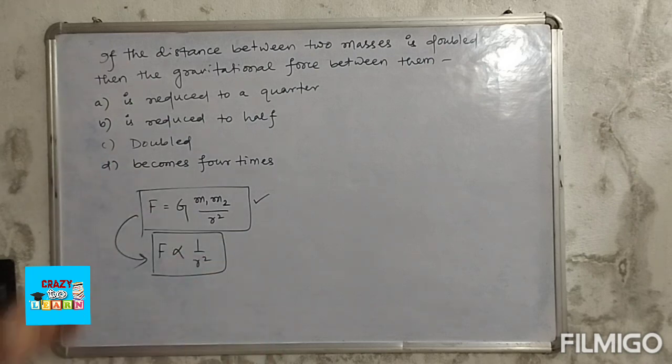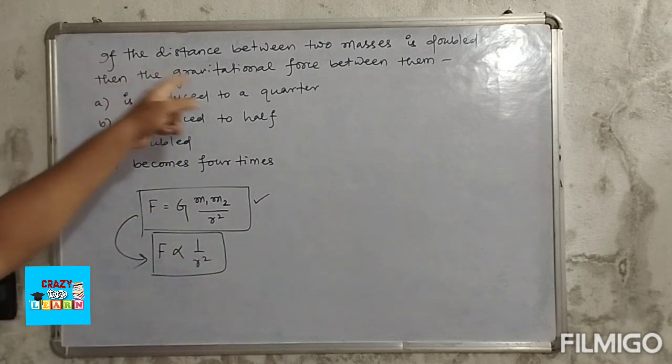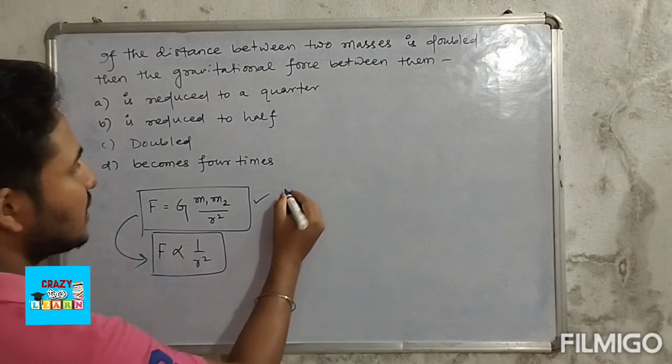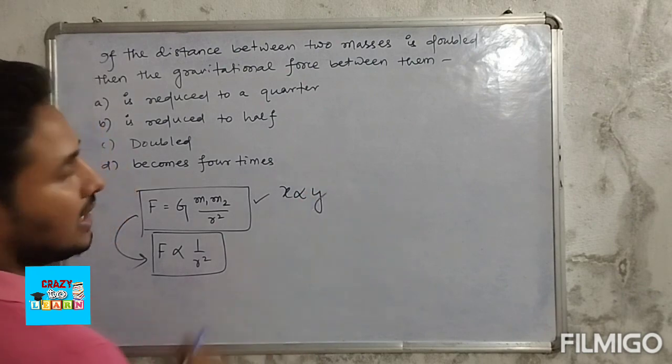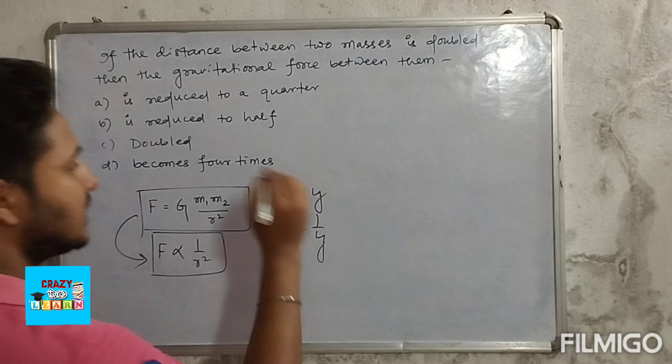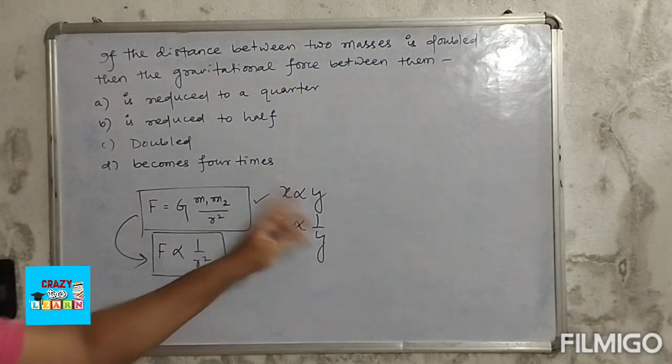Okay. As it is asked, the distance between the two masses is doubled. So F is inversely proportional to r square. I have written here inversely; this is the sign of proportionality. If it is directly proportional, we will directly write it. If x is directly proportional to y, then we will write like this. If x is inversely proportional to y, then we will write it as the reciprocal of y. Okay, this is the representation rule.